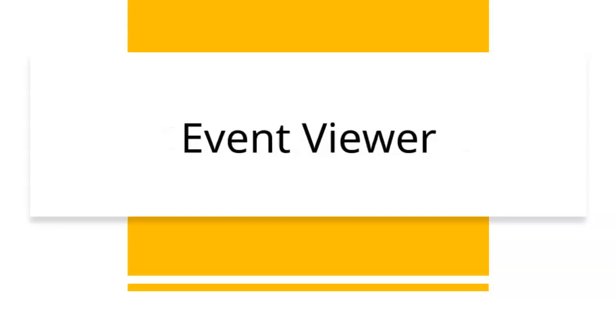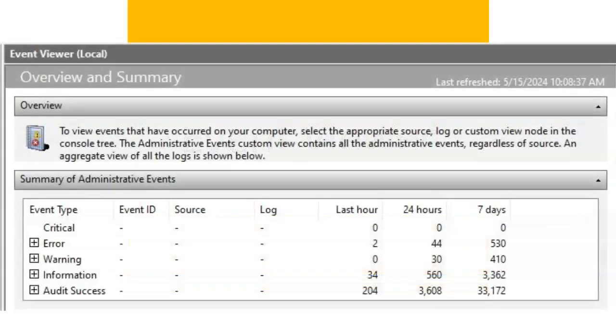The Microsoft Event Viewer is a system utility available in Windows operating systems. It is used for viewing and managing event logs, which record significant system events, errors, warnings, and informational messages generated by various software components and hardware devices. Here's an overview of the Microsoft Event Viewer and its key features.